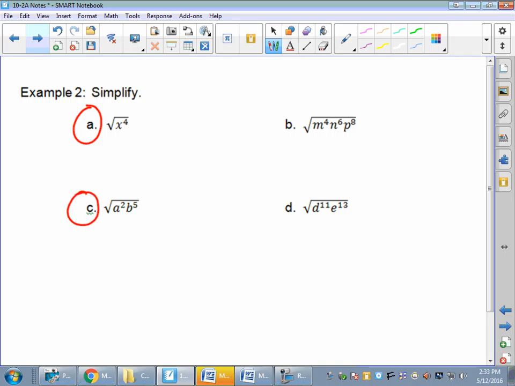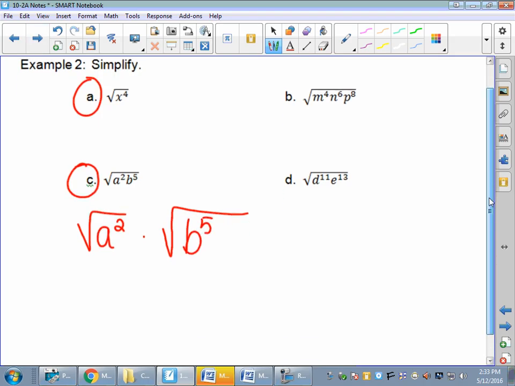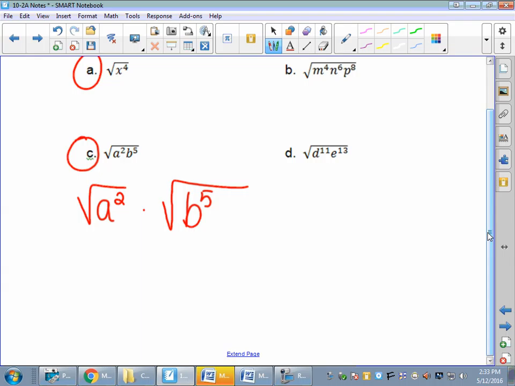I've got a square root of a squared times a square root of b to the 5th. So I'm going to say, all right, that's a square root of a squared and a square root of b to the 5th. This is what I'm looking for work from you. Do you know the square root of a squared? What times itself would give you an a to the 2nd power? That'd be just an a or an a to the 1st, right?